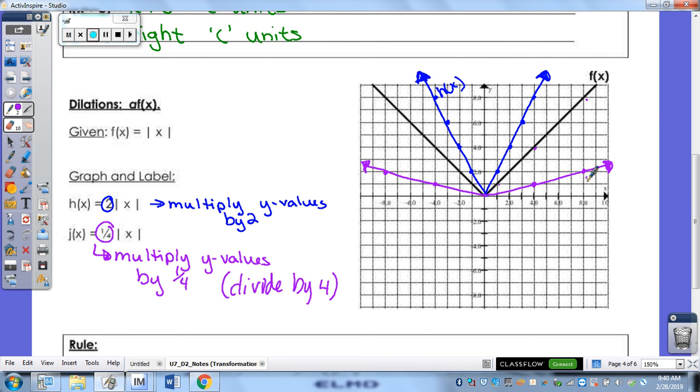Now, if you're unsure about these and you're struggling with the dilation piece, what could you always do? You can always use your calculator still. I'm just trying to teach you tricks to help make it go faster, but if you're struggling with that, use your calculator. It's fine.